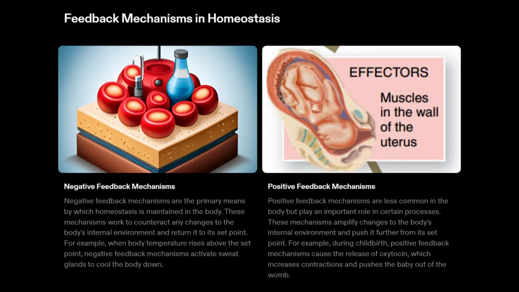Positive feedback mechanisms. Positive feedback mechanisms are less common in the body but play an important role in certain processes. These mechanisms amplify changes to the body's internal environment and push it further from its set point. For example, during childbirth, positive feedback mechanisms cause the release of oxytocin, which increases contractions and pushes the baby out of the womb.